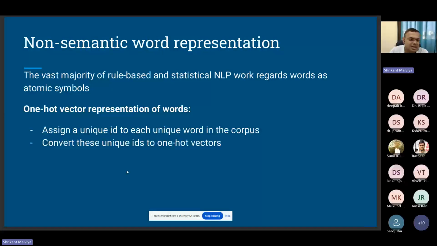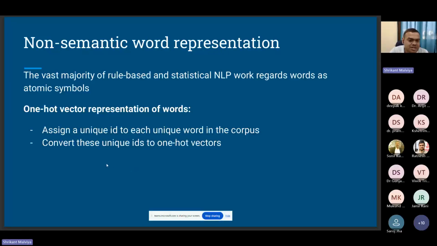So we'll see various approaches to word representation. Firstly, as we decided, we'll talk about some non-semantic word representation. They were initially devised and used as a rule-based method. And then we'll see the semantic word representation. What is the need for that?